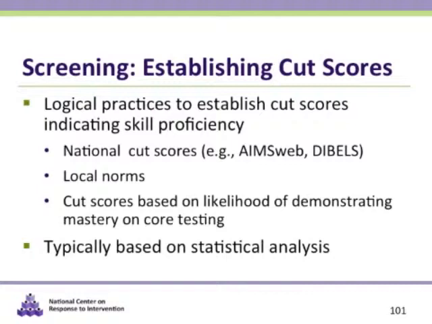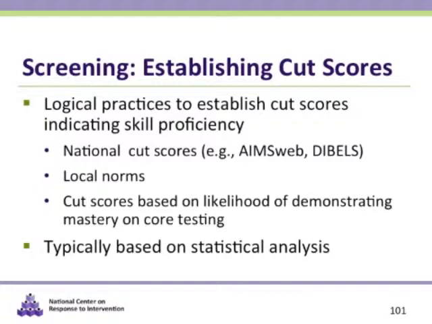Some screening tools, as we saw in our NCRTI tools chart, provide cut scores for you. Those are probably the easiest to use in the beginning. You can also use local norms as cut scores. Some data systems offer users the tools to conduct their own analysis to establish their local cut scores.